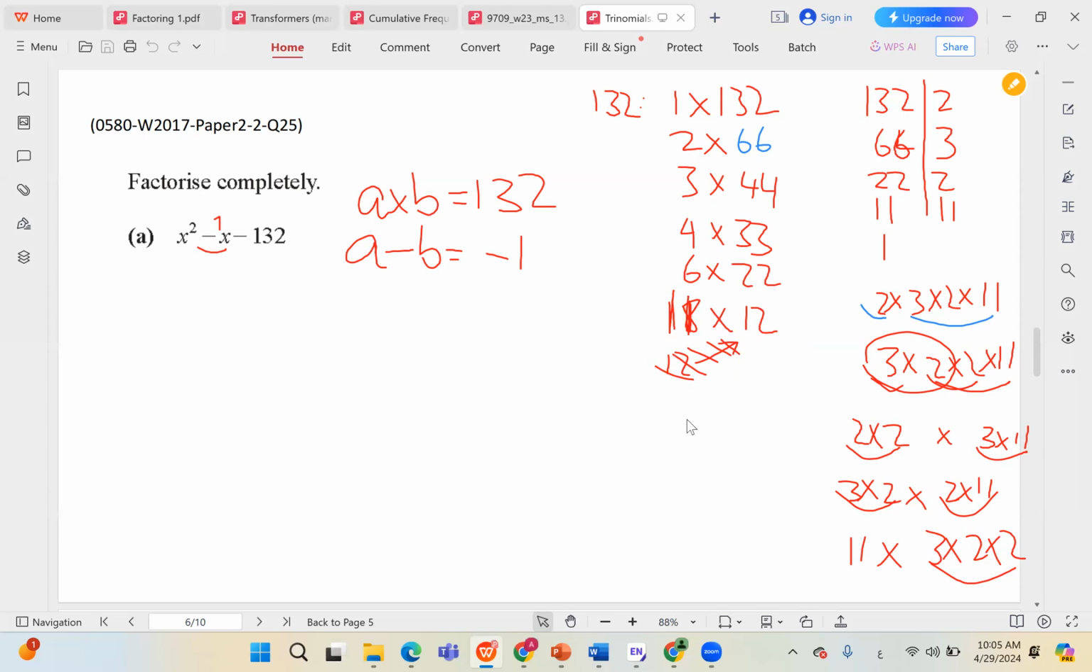Now we want a difference of 1. So obviously our correct choice here would be 11 and 12. So therefore, I will write here 11 minus 12 so that we get -1. And our factors will be positive 11. So x plus 11 times x minus 12.